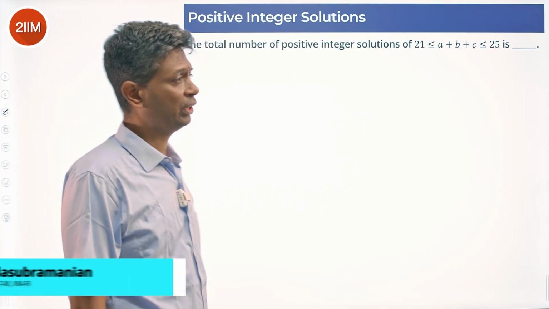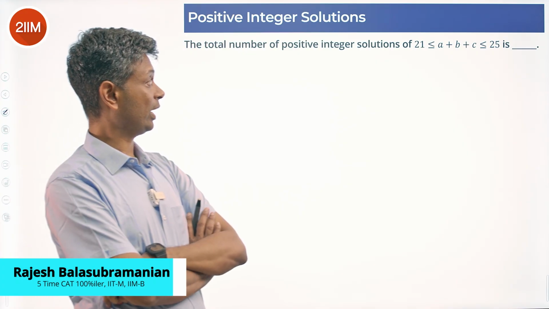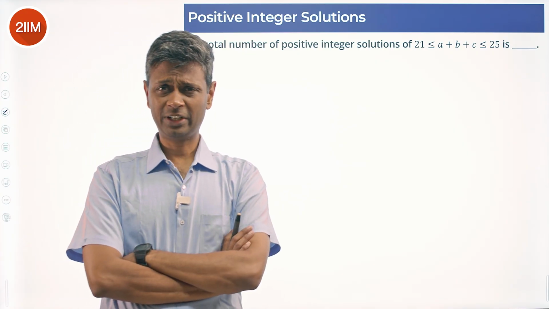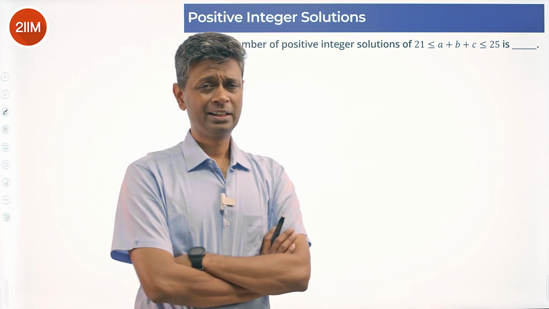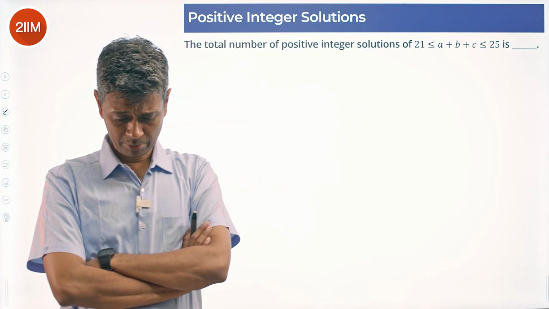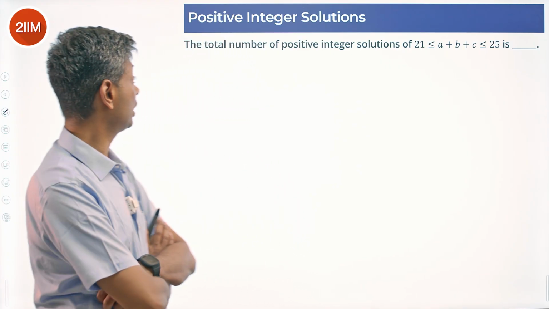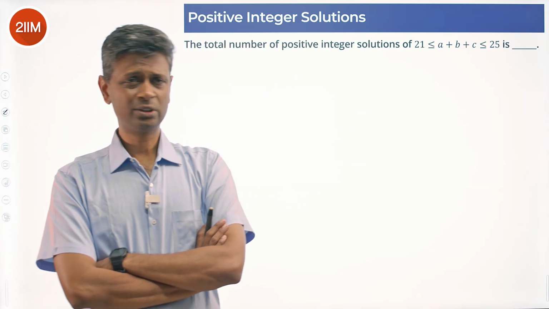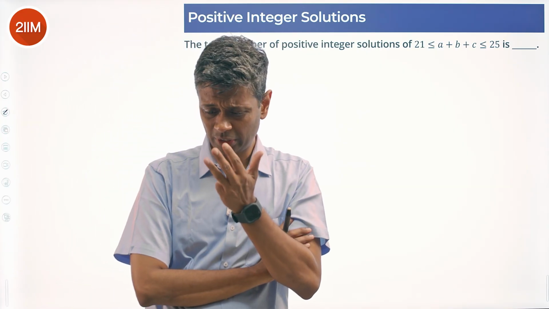The total number of positive integer solutions of 21 less than or equal to a plus b plus c less than or equal to 25 is... 21 less than or equal to a plus b plus c less than or equal to 25, where a, b, c are positive integers. So we're thinking about 21, 22, 23, 24, 25.